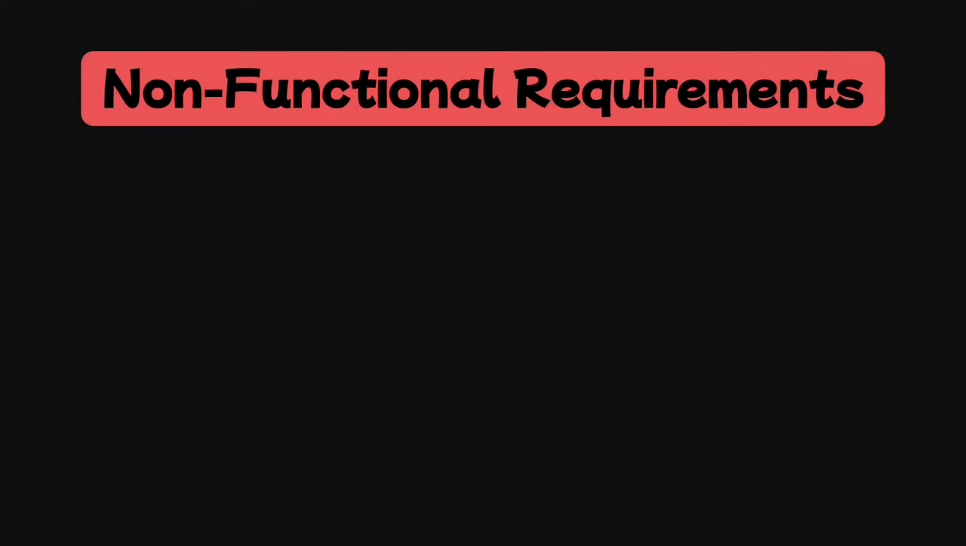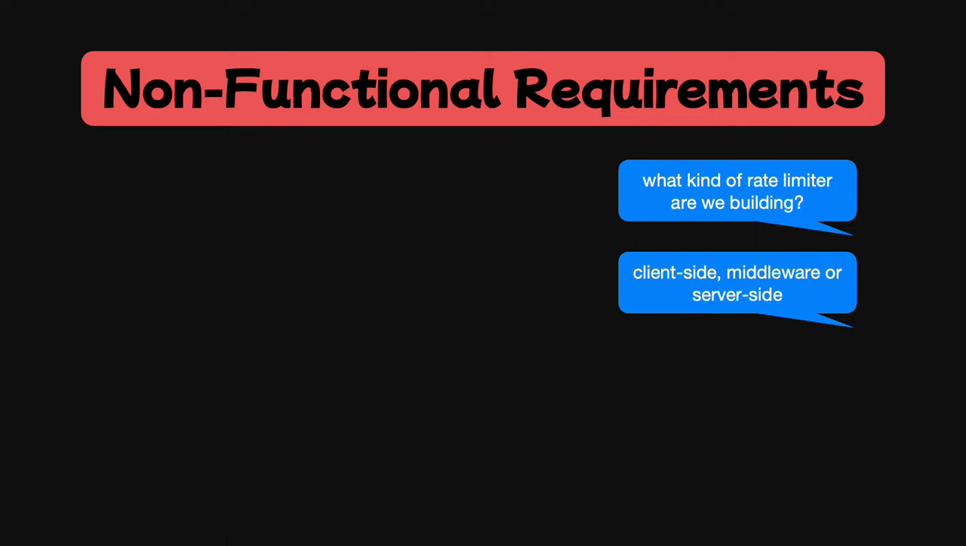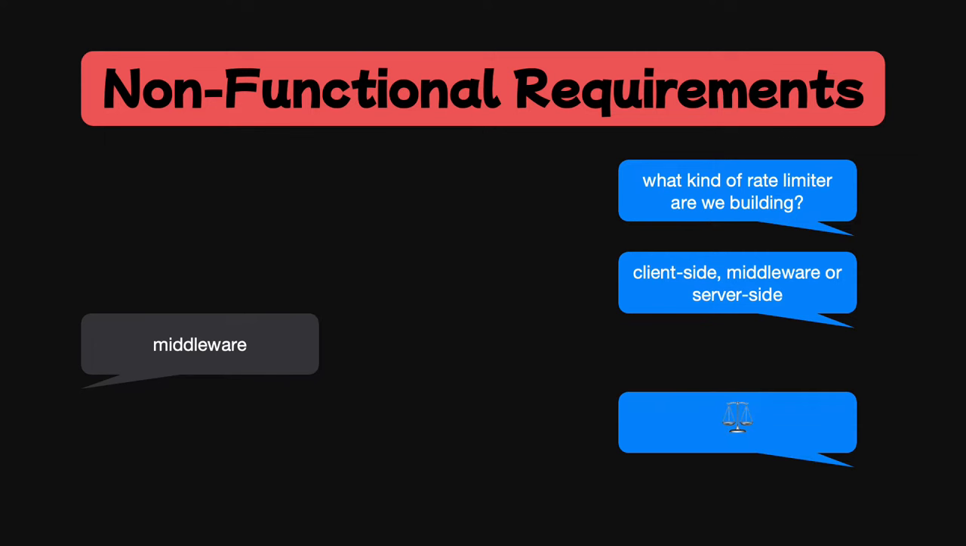Next, the more puzzling part is the non-functional requirements. First, we might ask, what kind of rate limiter are we building? Is it on client side or on the server side? Here, we might discuss the trade-offs of each implementation. We'll discuss this later in more detail.